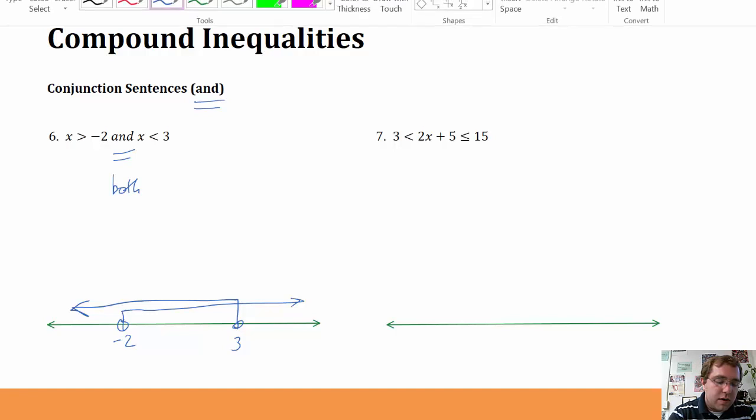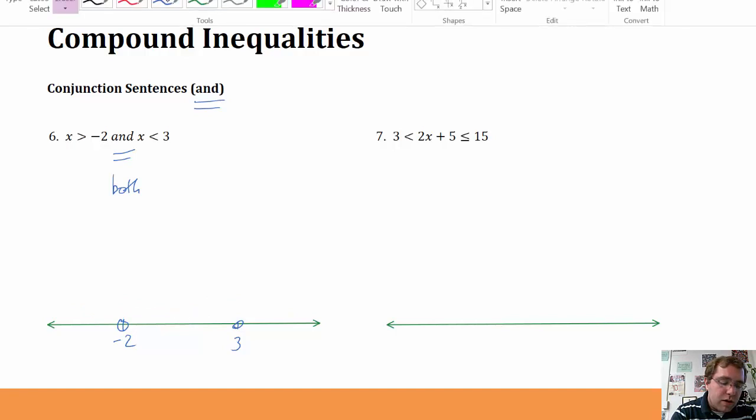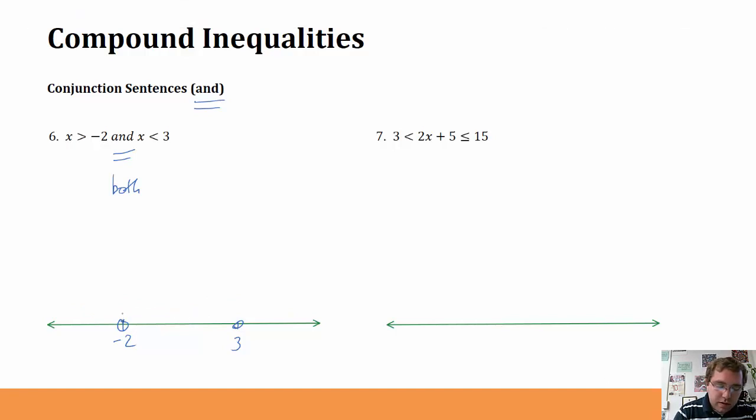So instead of our arrows going past these numbers, we're going to draw only the solutions that work. So that's anything in between -2 and 3. Another way to write that is to say that x is between -2 and 3, using less than signs, because it's saying -2 is less than x and x is less than 3. So we merge those two single inequalities into one compound inequality.